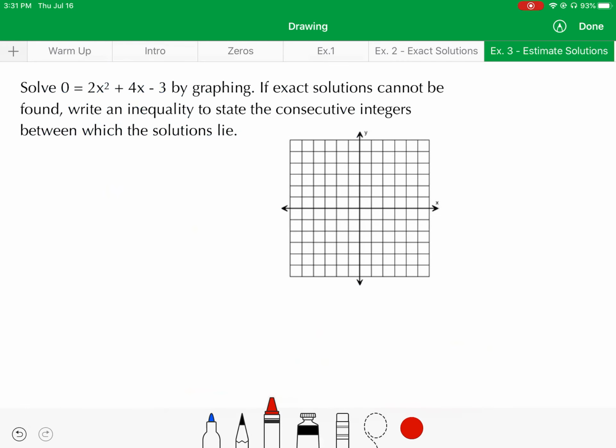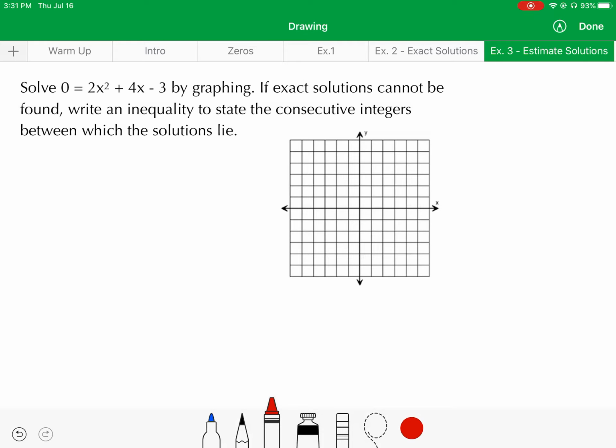All right, example 3. Solve 0 is equal to 2x squared plus 4x minus 3 by graphing. And I've got some extra directions in here. It says if exact solutions cannot be found, write an inequality to state the consecutive integers between which the solutions lie.